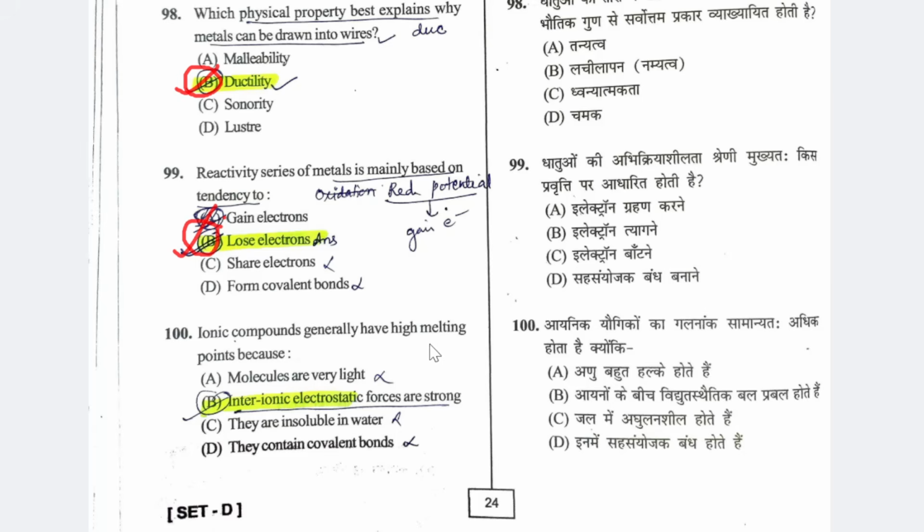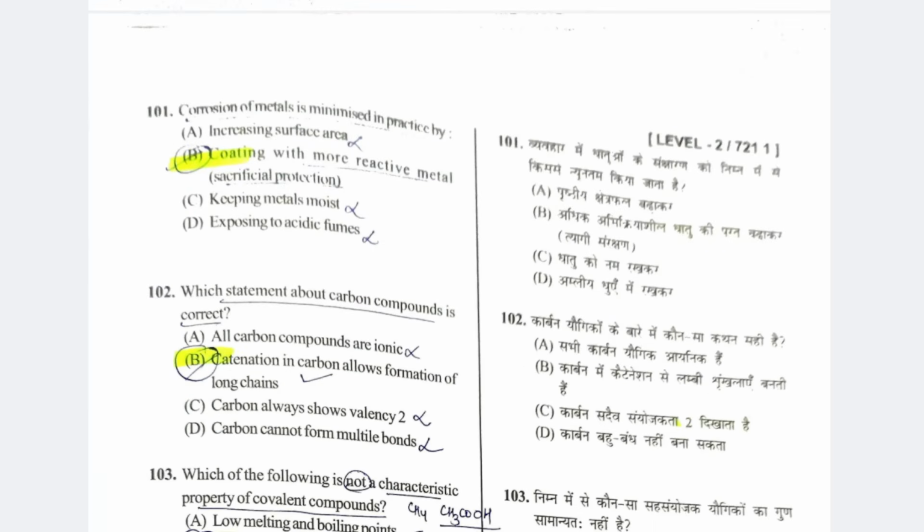Ionic compounds generally have higher melting points because interionic electrostatic forces are strong. Option number B. 101. Corrosion of metals is minimized in practice by coating with more reactive metal, जिसको हम sacrificial protection भी बोलते हैं. Which statement about carbon compound is correct? Option number B. Catenation in carbon allows formation of long chain will be the correct answer.